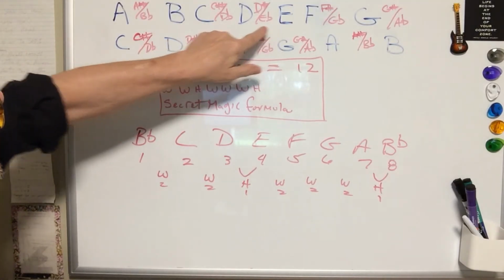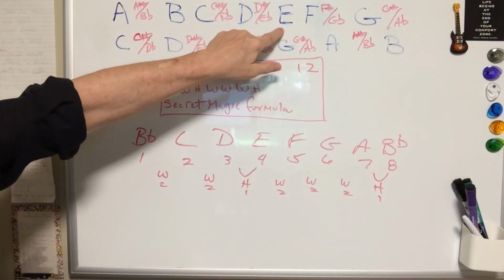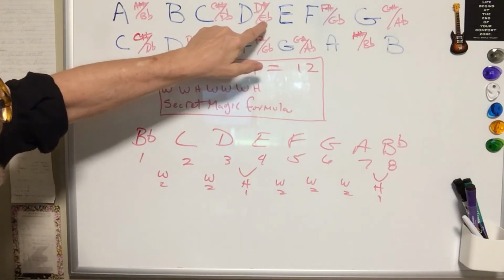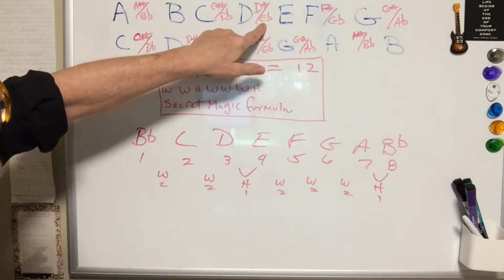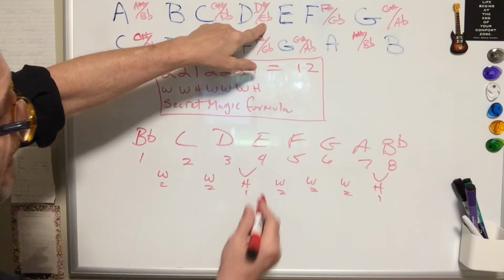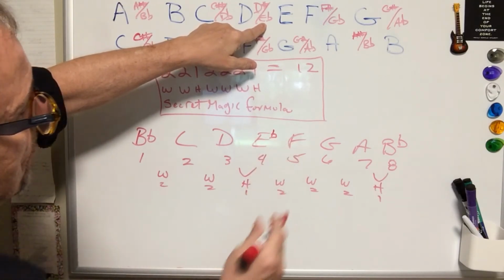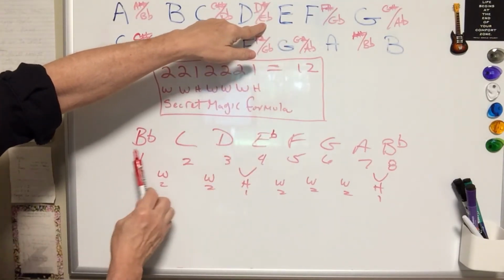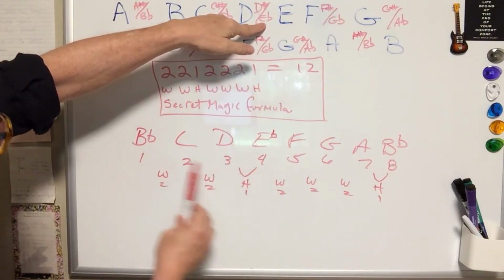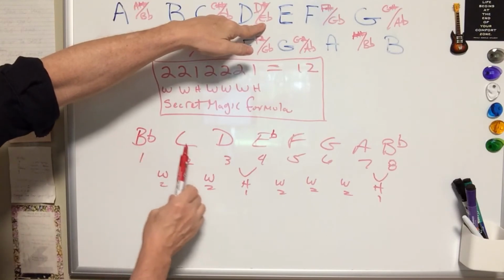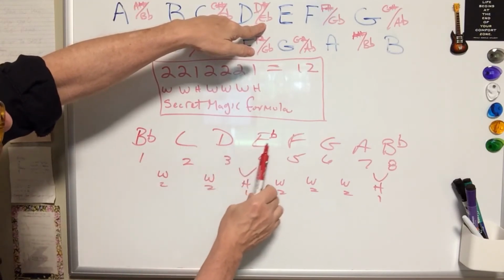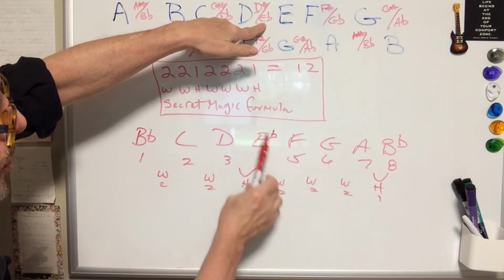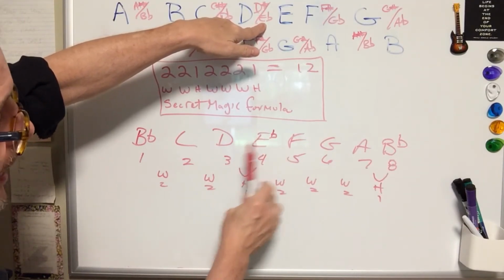It's not E because from D to E would be 2 frets, that'd be a whole step. I only need a half step. So I need this note right here, D sharp or E flat. Now I'm going to call this an E flat because if I called it a D sharp, then my scale would be said as B flat, C, D, D sharp, F, G, and that would exclude the letter E of some kind in the scale.